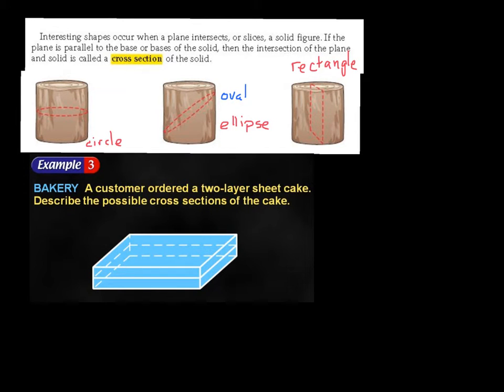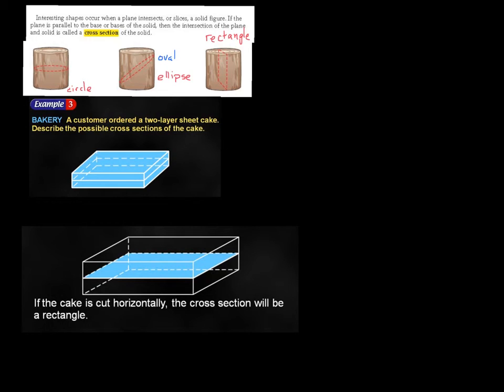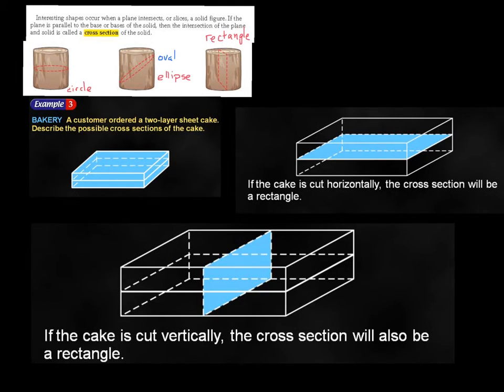This lovely blue diagram represents a 2-layer sheet cake. Describe the possible cross-sections of the cake. If the cake's cut horizontally to taste the creamy filling, it would make a rectangle. If you cut the cake vertically to start to slice it, the cross-section would also be a rectangle. Cross-sections can be things other than rectangles. We saw that already.